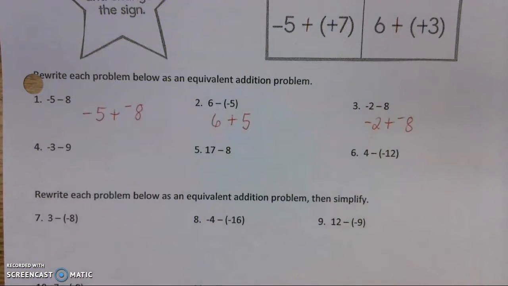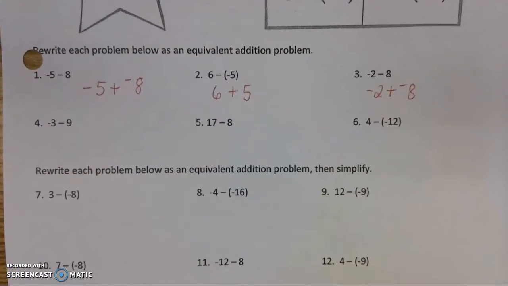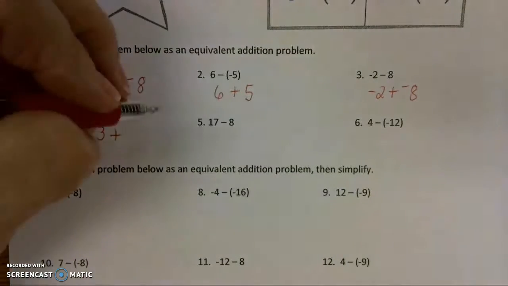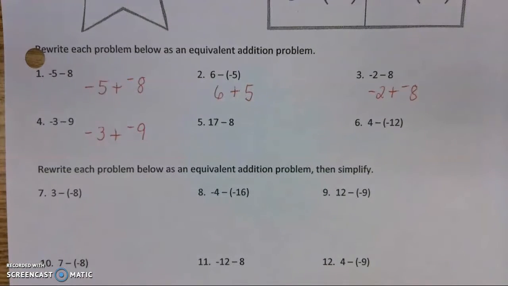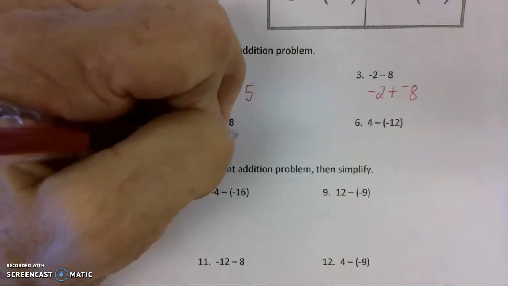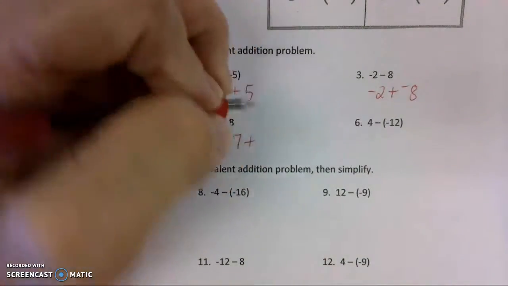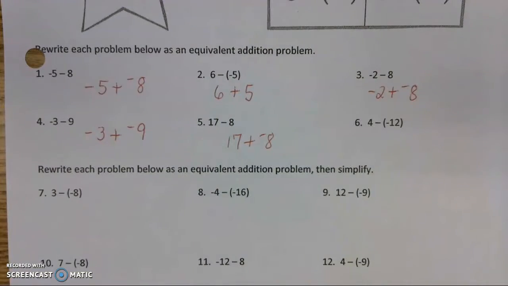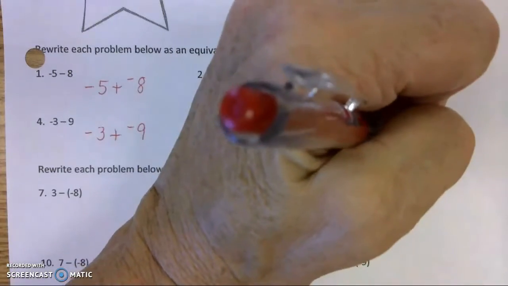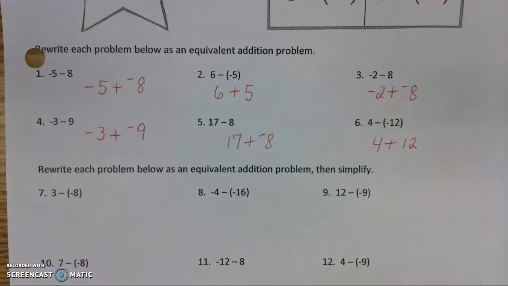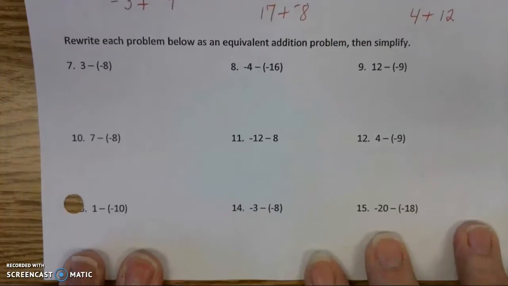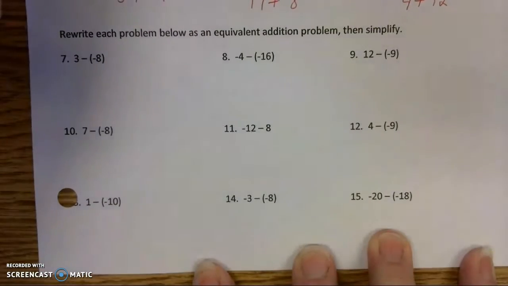So I'm just rewriting each problem as an addition problem. Number 4, negative 3, change subtraction to addition, change positive 9 to negative 9. Number 5, keep 17, change subtraction to addition, make positive 8 negative 8. And then on number 6, keep 4, change subtraction to addition, change negative 12 to positive 12. So I have rewritten each subtraction problem as addition. Okay, on the last 9 problems, we're actually going to change them, and then we're going to solve them.